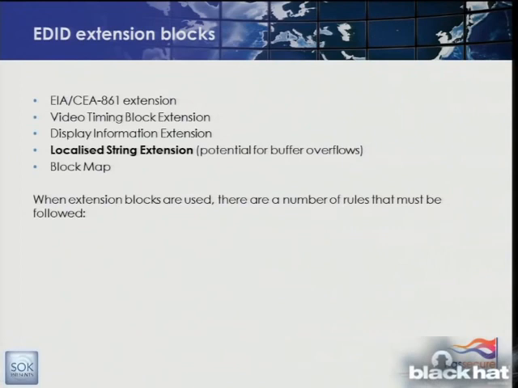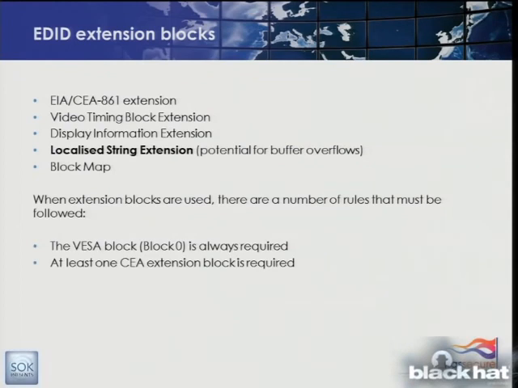for putting lots of string information in there, and certainly the potential for buffer overflows. And I'll show you an example of what a localized string extension block looks like in a second. However, when you're using these blocks, there are a number of different rules that must be followed. So the VESA block, that first one that I talked about, is always required, and that always has to be the first block that's sent. You always need to have at least one CEA extension block.